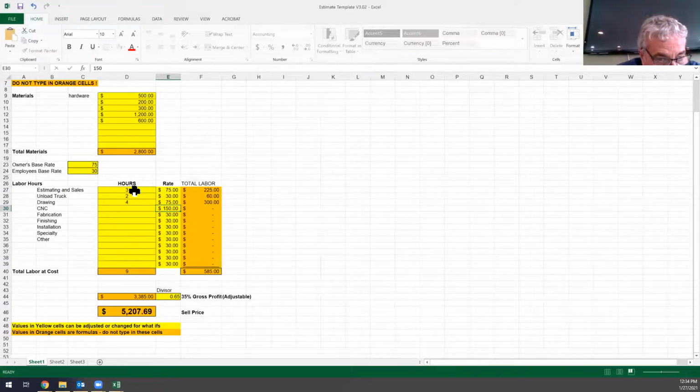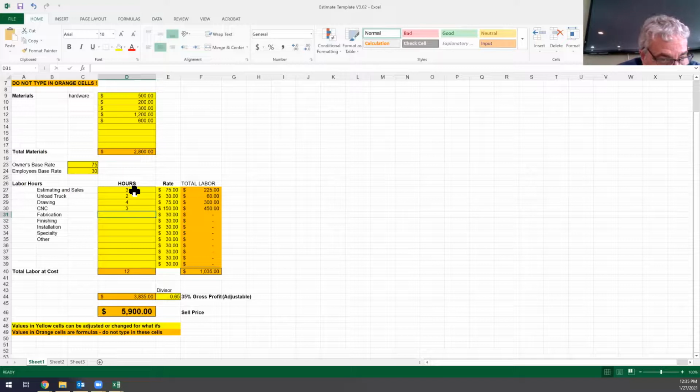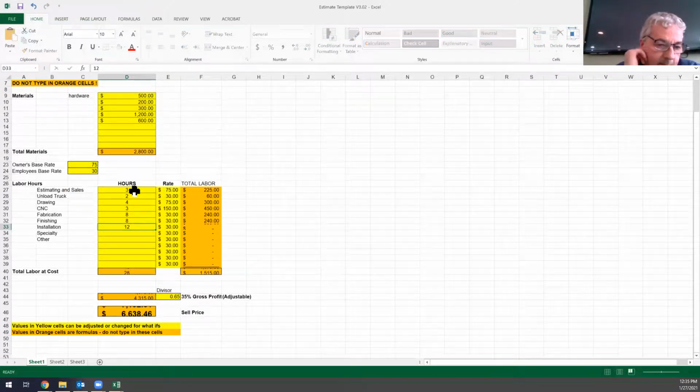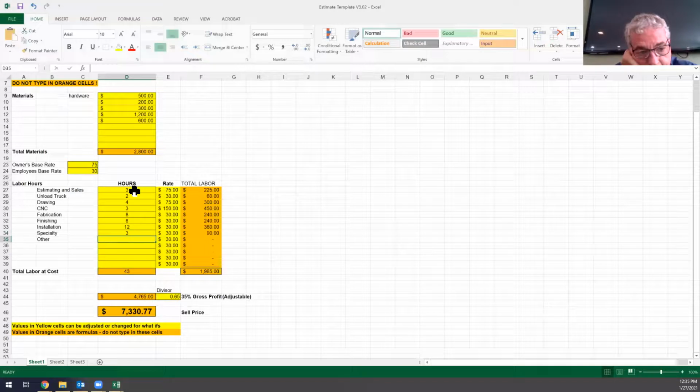And let's say you're going to have 3 hours of CNC time, 8 hours of fabrication, 8 hours of finishing, whether you install or not, you could put some numbers there. I put specialty, sometimes it's decorative brackets or something unique about a project. We have to spend a little extra time. It makes you think through the project. It makes you build it on paper and build it in your head, because we forget so much. And this is a good list to create. You can add as many lines as you want.